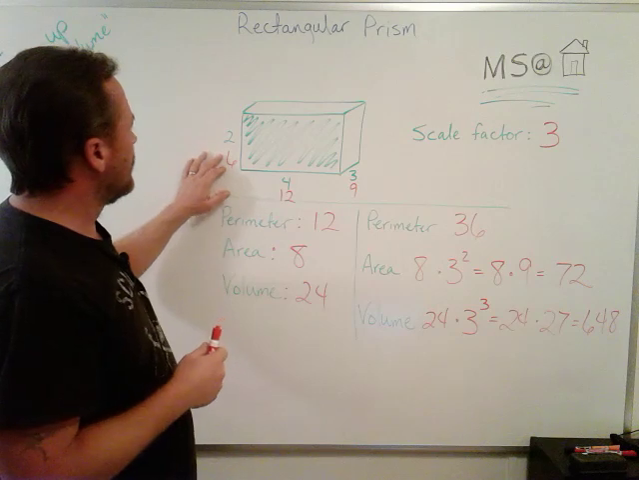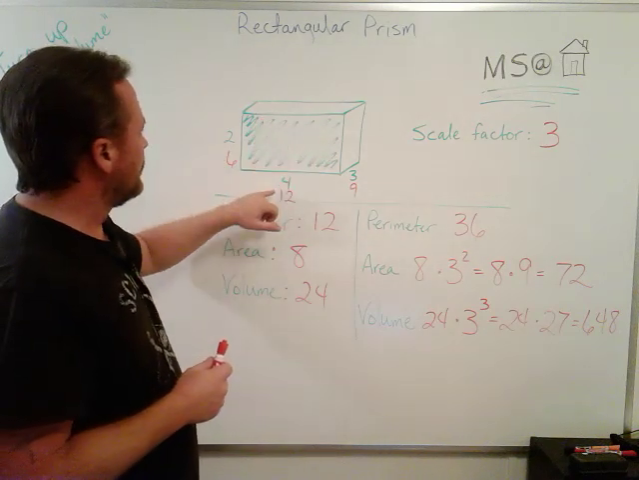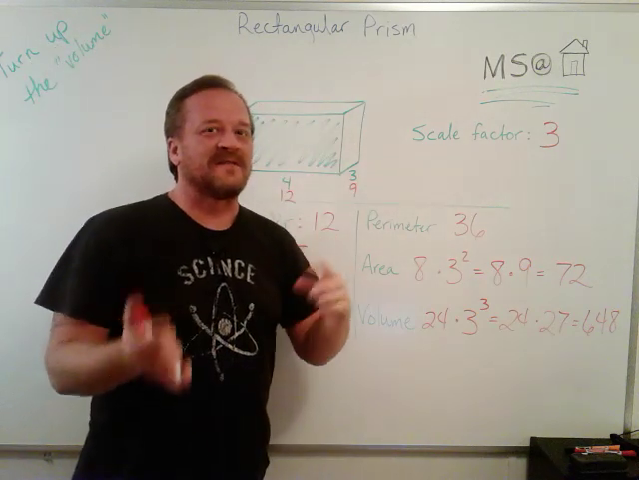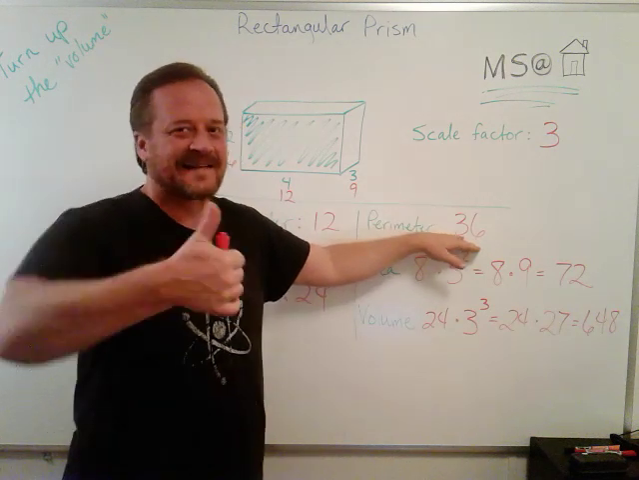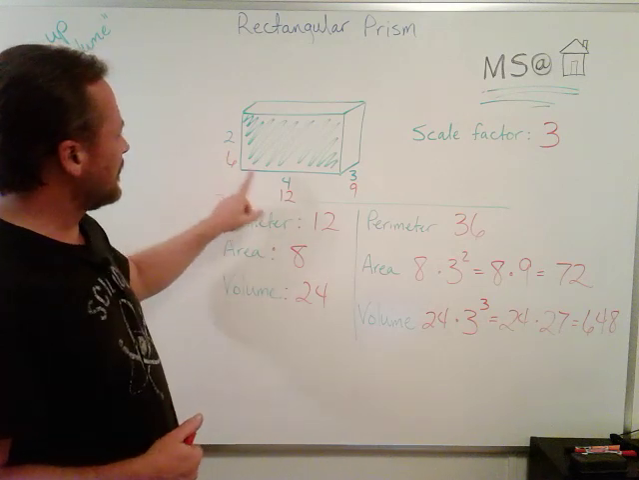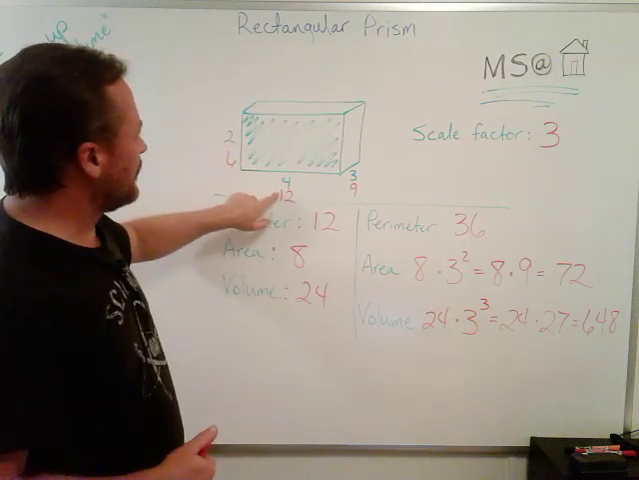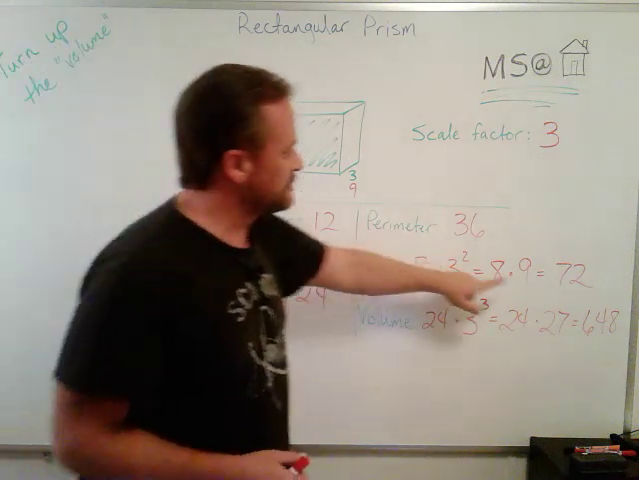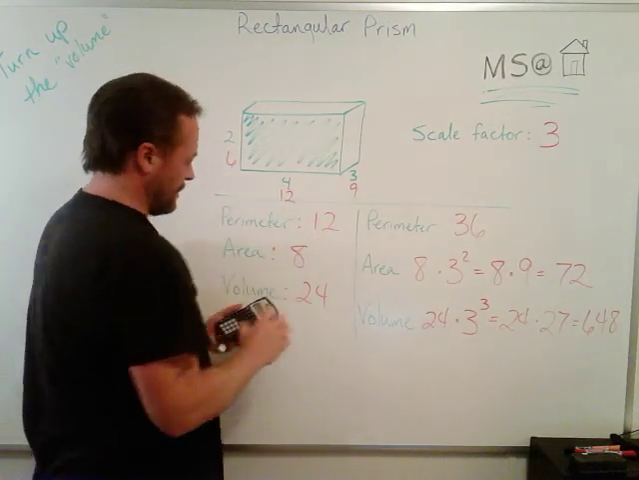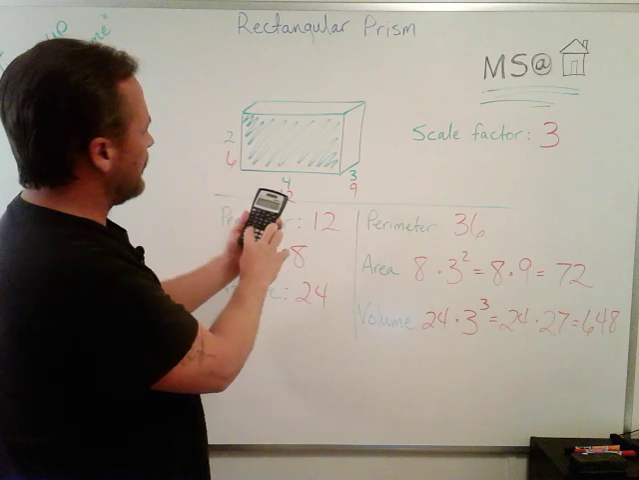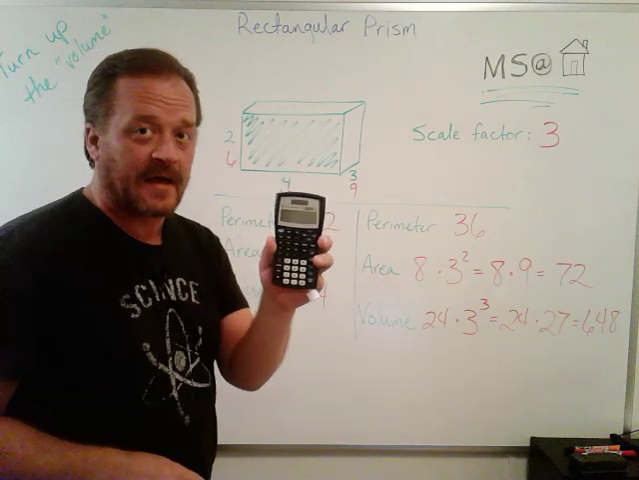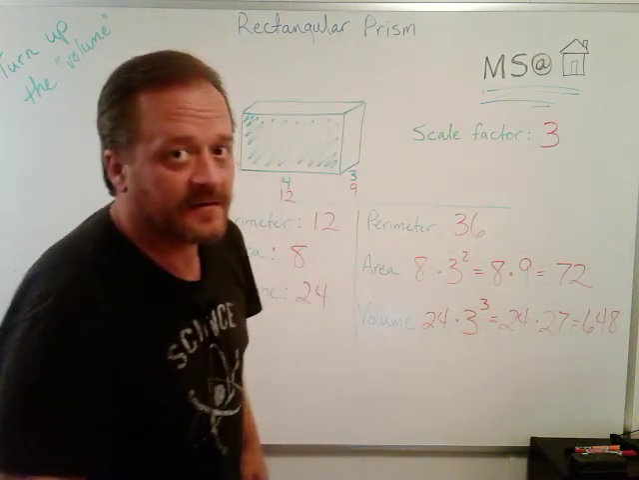I'm sorry, I added that wrong. 6 and 6 is 12. 12 and 12 is 24. So 12 plus 24 is 36. We got it. Good. How about the area? New area is 6 times 12, which is 72. So our prediction there was right also. How about the new volume? 6 times 12 is 72, times 9 is 648. Our predictions were correct, okay?